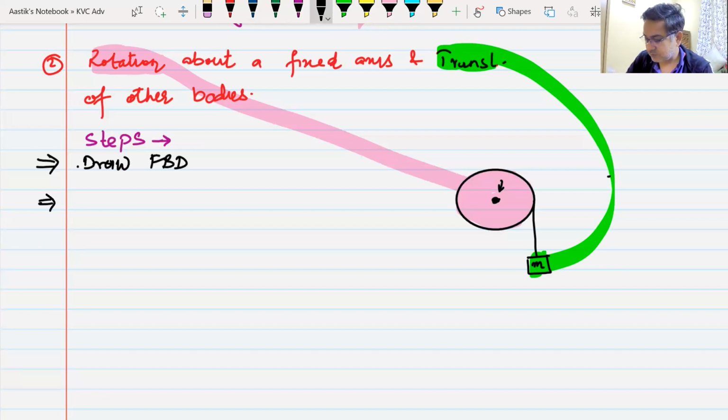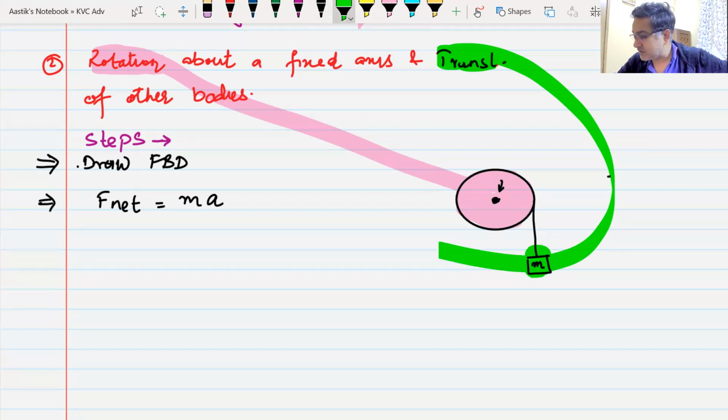Then the system will not be in equilibrium, because equilibrium questions we have already done. The system would be having some acceleration. Yes or no? So for the translational body, you can find the net force, and that net force must be equal to m into a. Yes or no? Yes, sir. This equation would be made for this body which is in translation.